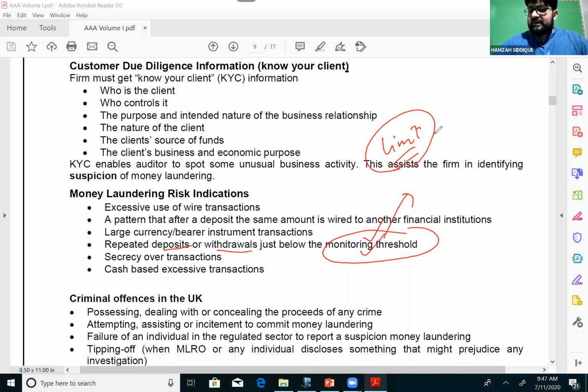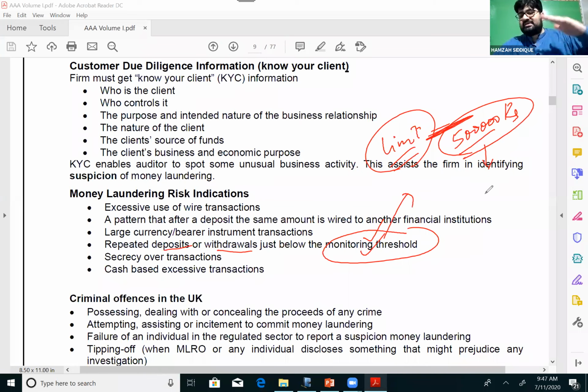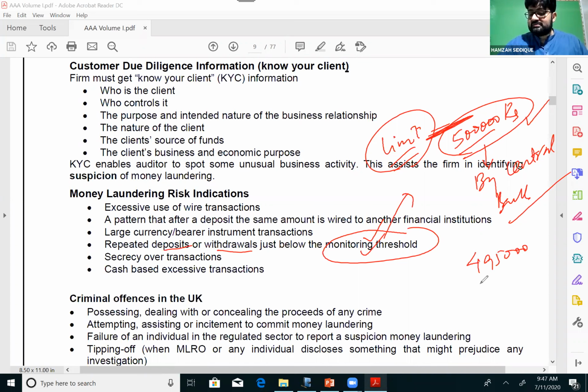Amount, for example, 500,000 rupees. These are the transactions above which they are automatically selected for monitoring or audit by the central bank of the country, the State Bank. So what money launderers do, they know this limit. They make transactions of 495,000 so that they are not selected for audit. They repeat it, deposit and withdraw, but below the monitoring threshold. They are smart, of course.